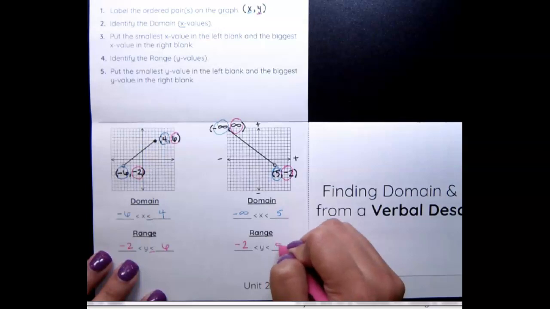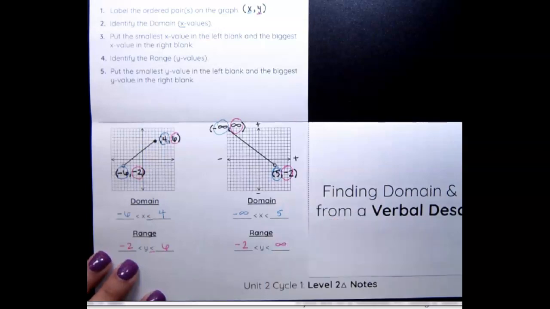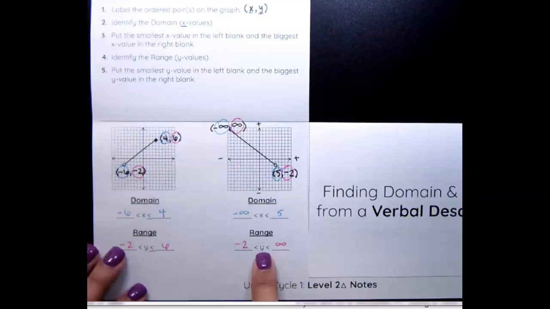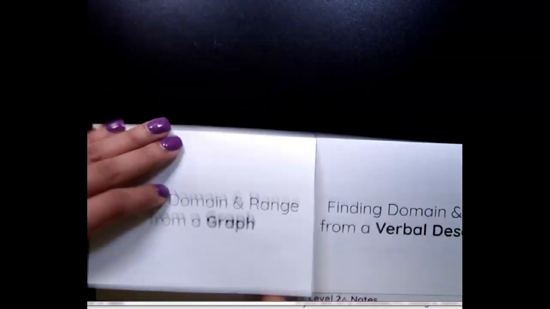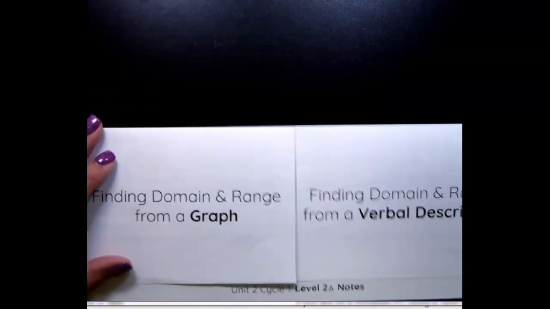Infinity is my larger number because it's a number so big that we don't know it. So it's definitely bigger than negative 2, and I can never equal infinity, so that inequality is going to stay the same. So that's it for finding domain and range from a graph.